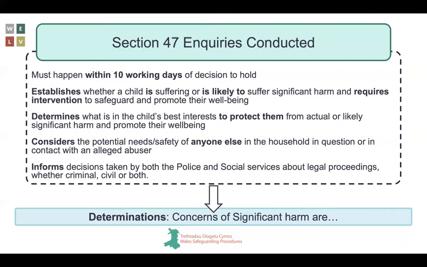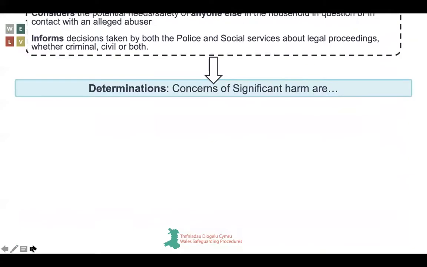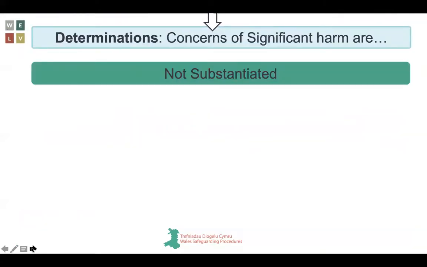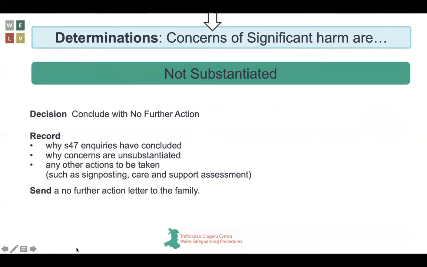Within the procedures, there is the detail then of the determination that must be reached in conclusion of the Section 47 inquiry. The first determination that could be reached is that the concern is not substantiated. And if this is the case, the decision that will be reached is to conclude with no further action.